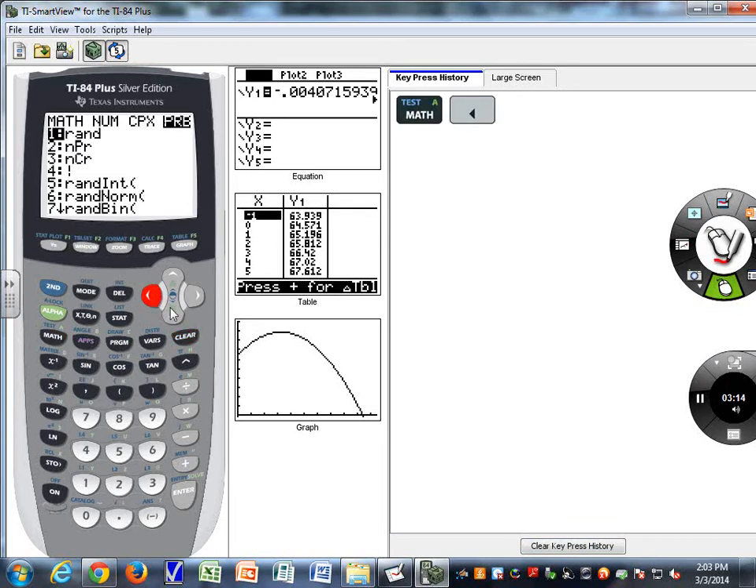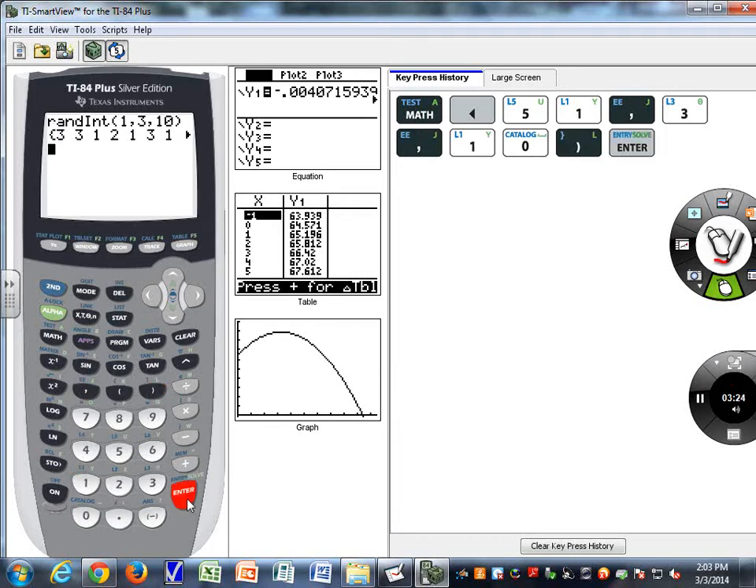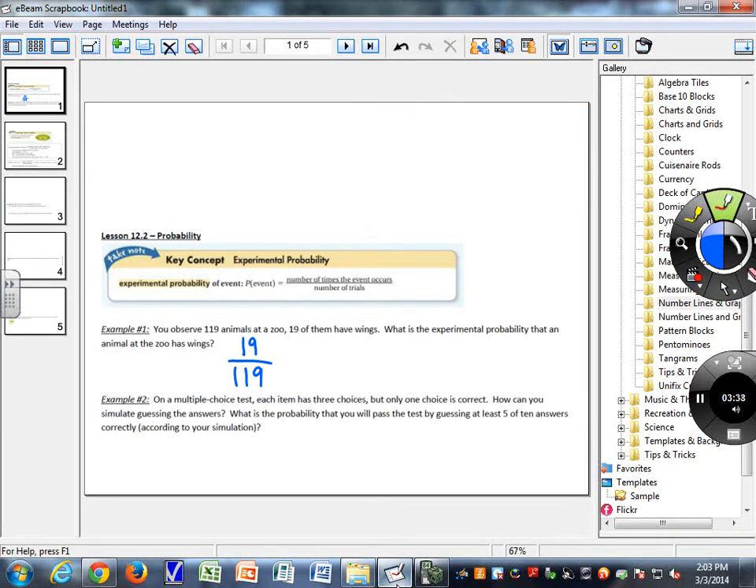And what I mean by that is go to math, probability, choose choice 5. And again, we want numbers from 1 to 3, and we want 10 of the numbers. Press enter and don't press anything else. So it generated a list, and right now if we arrow to the right and to the left, we can see the entire list. So I'm not going to push up, down, anything else till I've looked at this entire list. The question was, if we look back at it, what is the probability that you will pass the test by guessing at least 5 of the 10 answers correct according to your simulation?